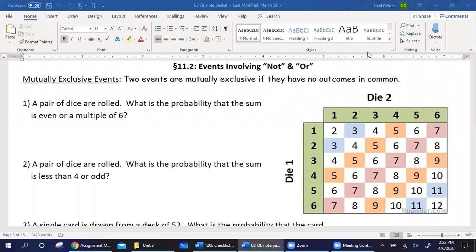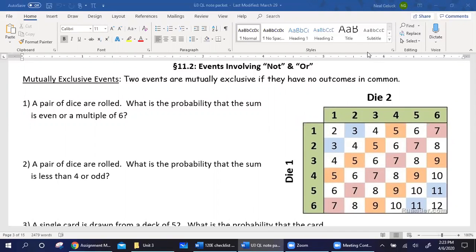Quantitative literacy. This is the 11.2 notes. We're looking at events that involve not and the word or in them. First thing we need to talk about is mutually exclusive. Mutually exclusive is if there's no outcomes in common. Basically, if something is not mutually exclusive, we're going to have to subtract off the overlap. And you'll see what I mean as I go through these problems.